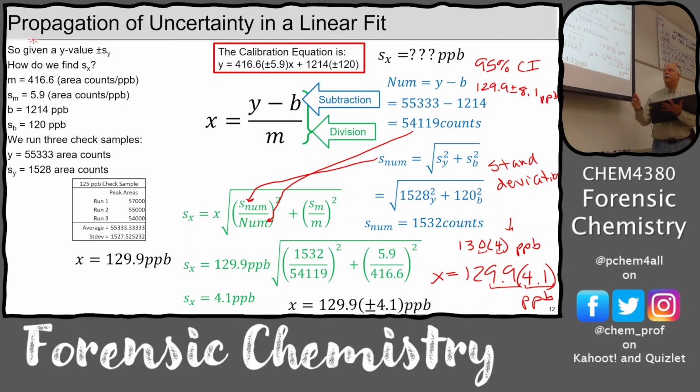So it's gone up, it doubles. 1.96 is very close to 2, but it's exact. If you want an exactly 95% confidence interval, then you multiply by 1.96, and that gives you your 95% range. So I'm 95% sure that my value for my 3 check samples is 129.9, within plus or minus 8.